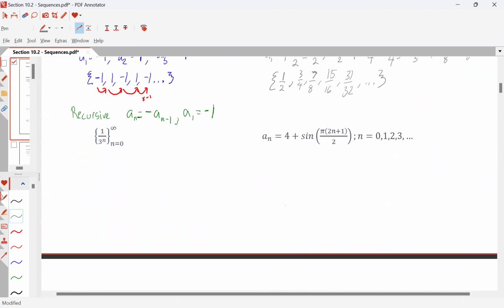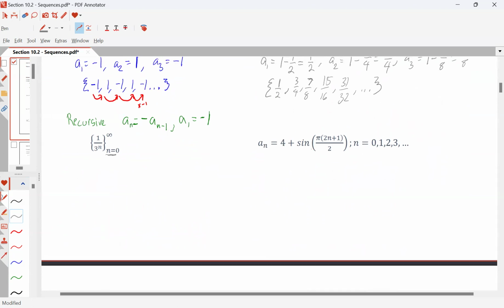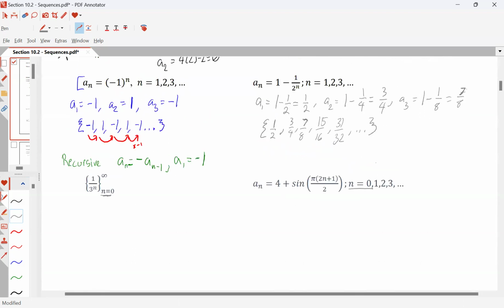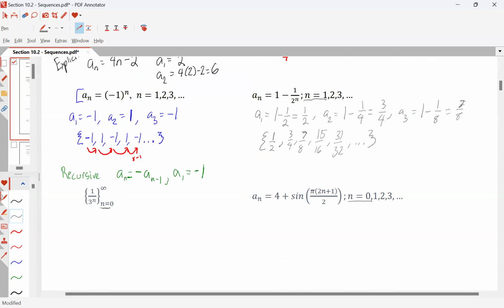First, looking at the 1 over 3 to the n. We can write it just in brackets, but formally, if we have this n equals 0, that is telling us where our n starts. Most often, n will start at either 0 or 1, and we will go from there. That is the information that's always being told to us in this extra part of either this n equals 0 or in these examples, we started at 1 instead.